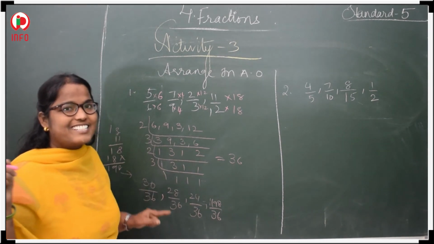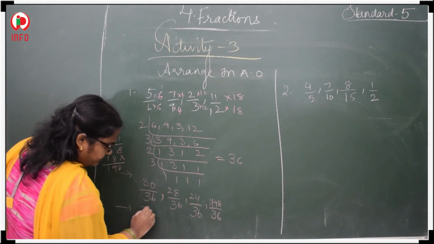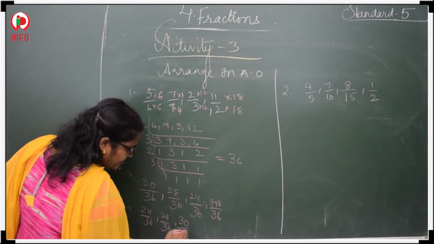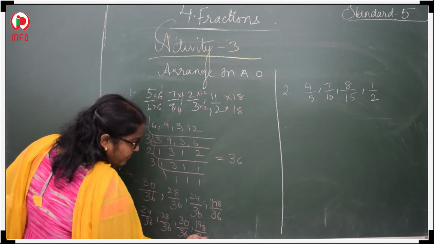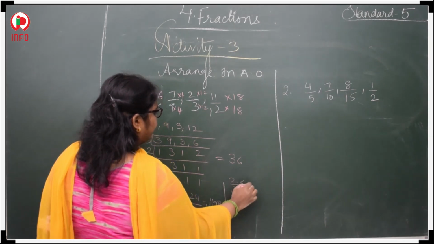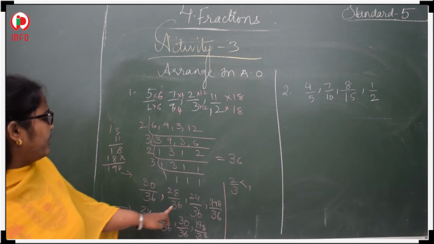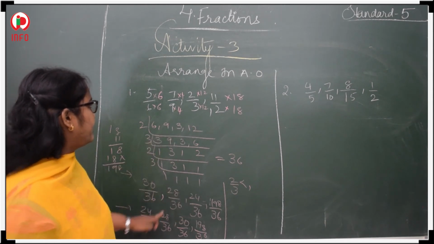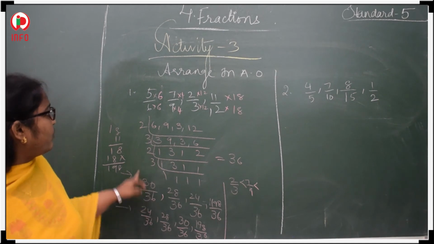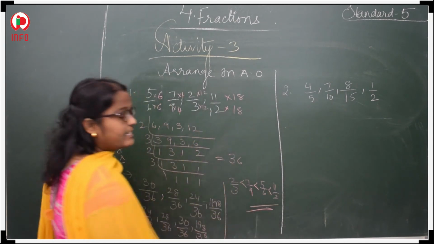So he asked descending order. No, ascending order. What do we have to do? We have to go small to big. So which is the smallest? 24 by 36 means what? 2 by 3. Next. 24 means which one is 24? Can you tell me? First. 28 means second, 7 by 9. Next. 30 by 36. 30 by 36 means what? 5 by 6. Less than 11 by 2. In this way, you have to do.